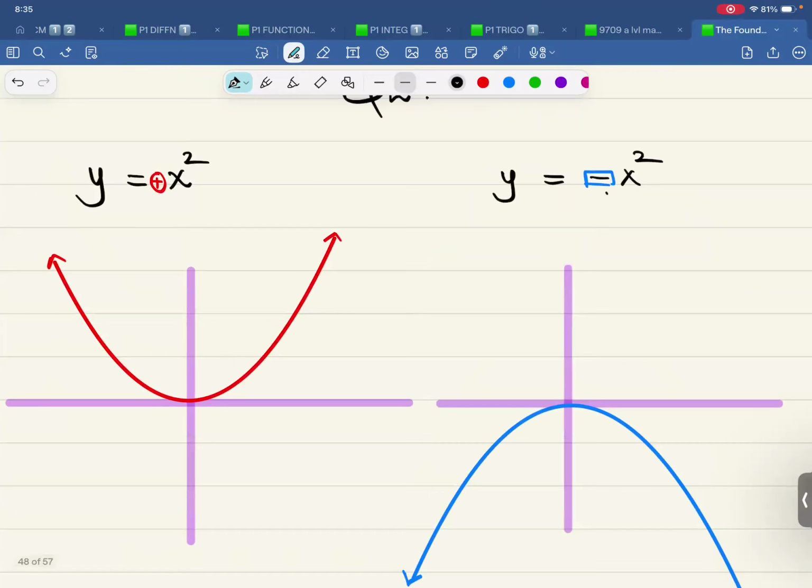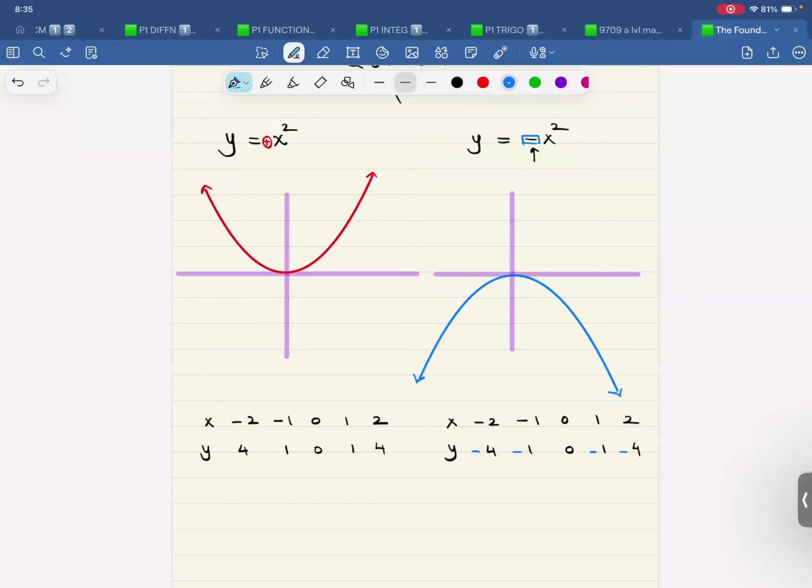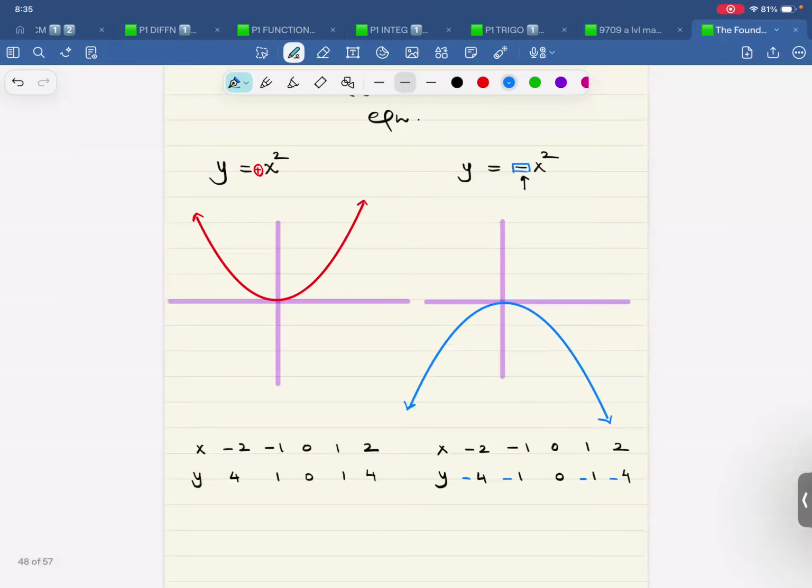There is a minus sign on the outside. Negative 2, negative 1, 0, 1, and 2. The same values will be there, 4, 1, 0, 1, 4. But because of the negative sign, we get negative 4, negative 1, 0 remains as it is, negative 1, negative 4. Now, first have a good look at this. These are the two basic sketches of quadratics. Is this all clear? Just acknowledge y equals x square, y equals negative x square.